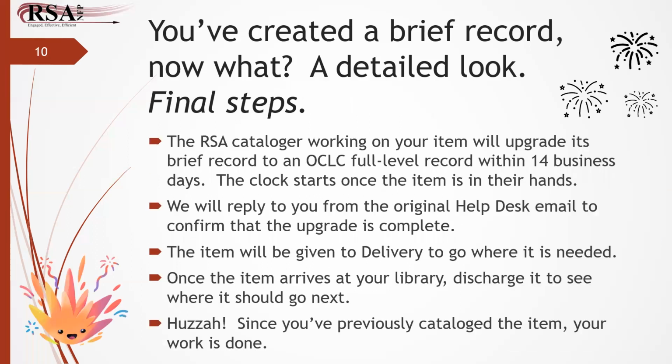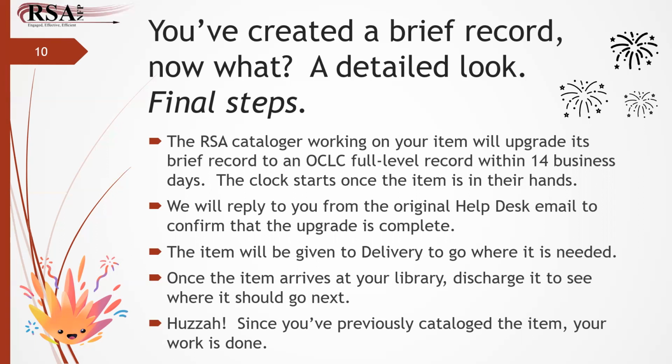Once the item arrives at Rails East Peoria and is picked up by the RSA cataloger, they will upgrade its brief record to an OCLC record within 14 business days. Please be aware that the turnaround time begins once the RSA cataloger has the item in hand. The day the item arrives in delivery and the day the RSA cataloger has it in hand may not be the same. To prevent the item from filling holds while it is being cataloged, RSA will check it out to a D1500 account used internally.